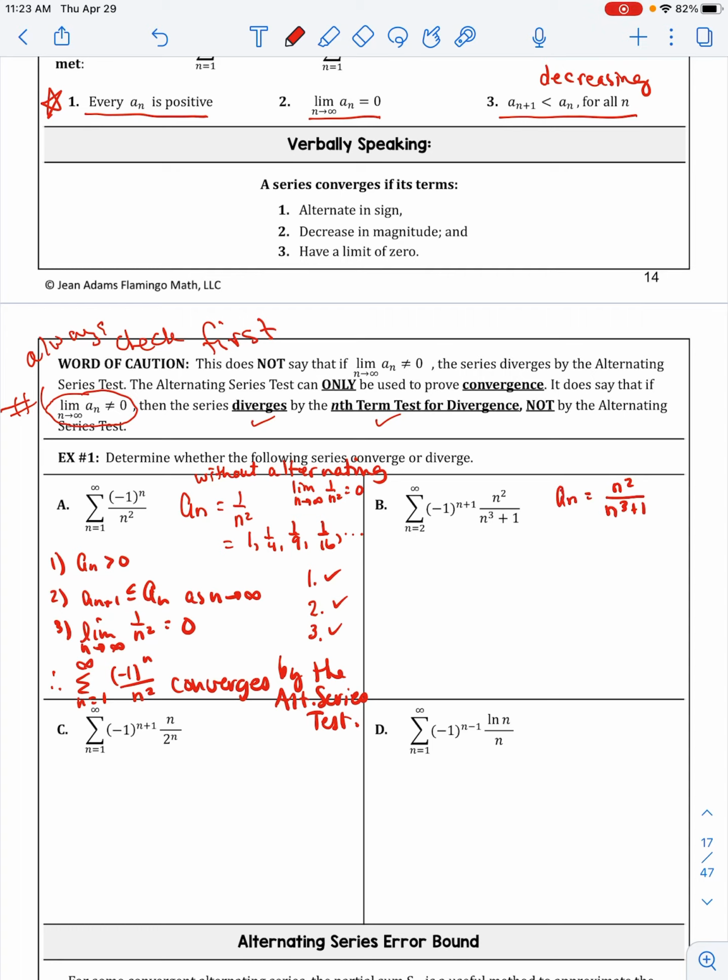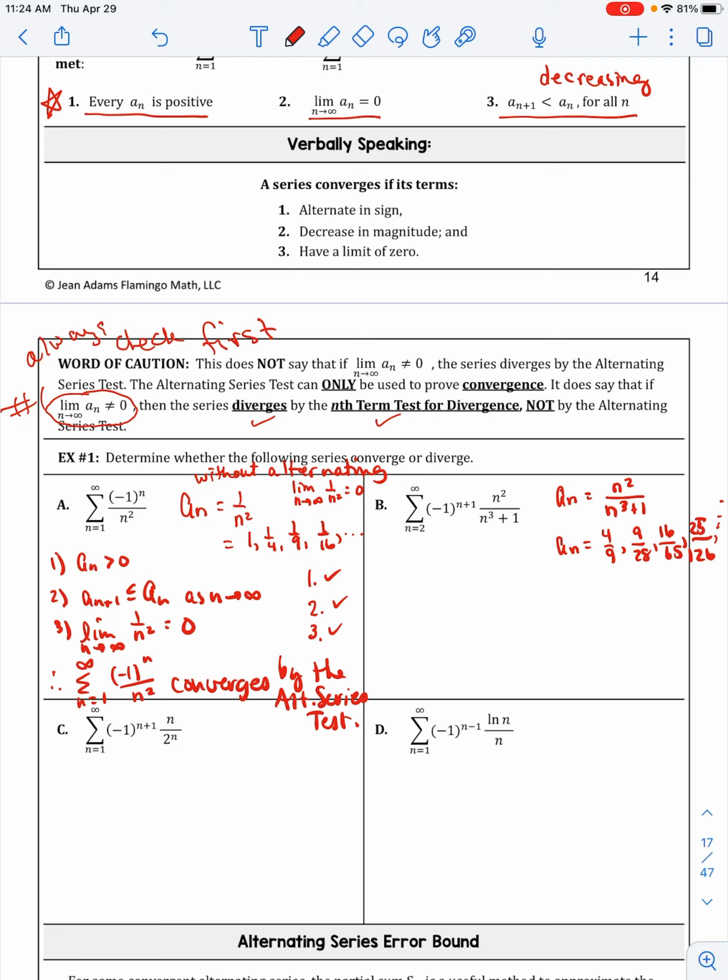Okay, so let's look at B. Okay, we notice we have an alternating series. I know that my a sub n is going to be n squared over n cubed plus 1. I'm going to just look at what my values would be if my n starts at 2 here. So if my n is 2, it would be 4/9. If my n is 3, it would be 9/28. If my n is 4, it would be 16/65. If my n is 5, it would be 25/126.